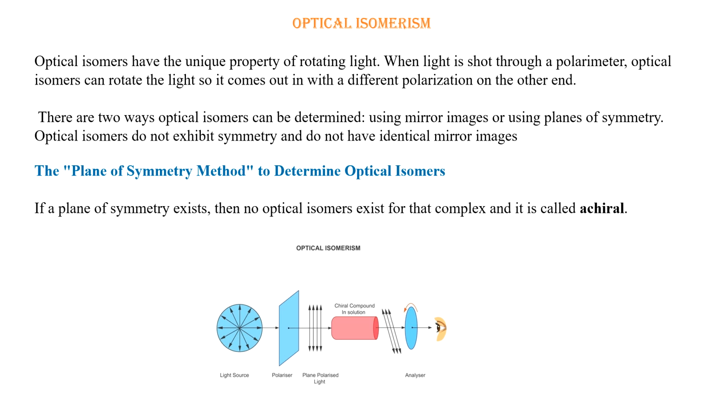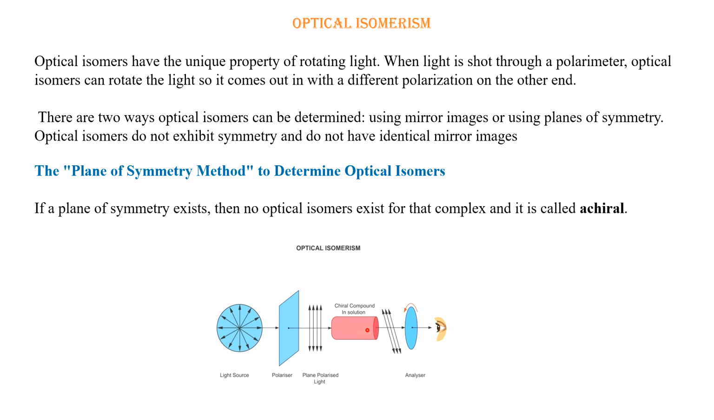And then let us move to optical isomerism. So what is optical isomerism? Optical isomers have the unique property of rotating light. If a complex solution is kept in a polarimeter, with plane polarized light, this is light that is otherwise going in every direction. When it passes through a polarizer, it becomes light in only one direction.